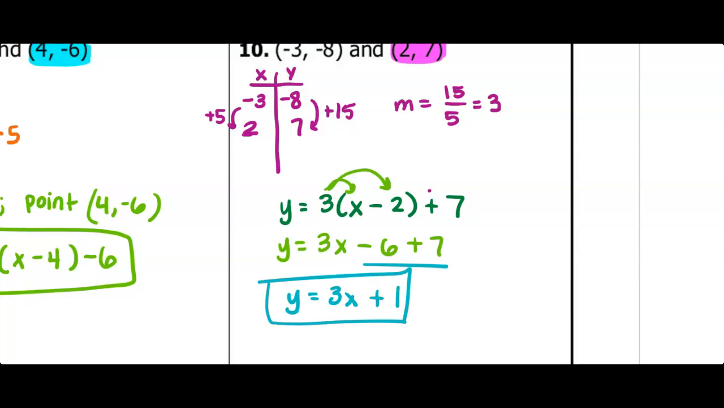You can always check yourself by plugging -3, -8 into your equation to see if it works. So you would kind of go over here and check, and you would say -8 is equal to 3 times -3 plus 1. And you just want to know, is that equal? So then you simplify. 3 times -3 is -9 plus 1, and -8 will be equal to -9 plus 1, which is -8. So you know that you've done it correctly.